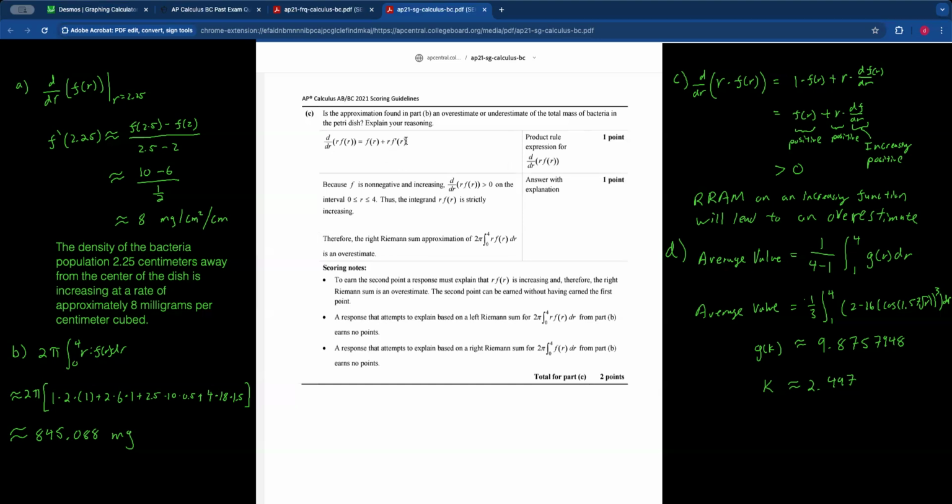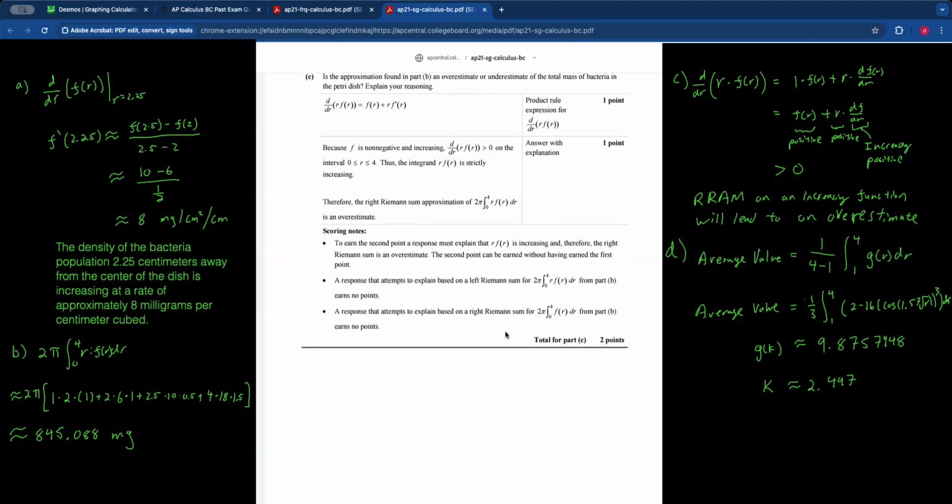Again, College Board prefers the prime notation. I prefer the DF/DR notation. Over here, f is non-negative. It is increasing. And then this over here, they just directly say the entire term is positive on this interval. And so therefore it's strictly increasing, hence right Riemann sum is an overestimate. Yeah, you might want to write Riemann sum approximation, but I think that RAM should still get you the point. I think it's like common enough language.